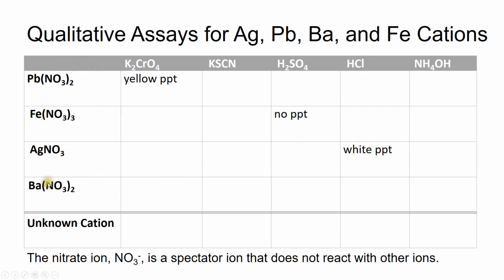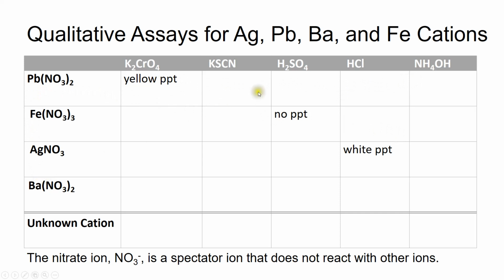And if you pay attention to these 4 known chemicals, they contain lead ions, iron, silver plus, barium. But if you look at the anions, they are all nitrate, nitrate, nitrate, nitrate. This is because the nitrate ion, NO3 minus, is always a spectator ion that does not react with any other ions. That's why we can just focus on these observations and identify the presence of the cations.